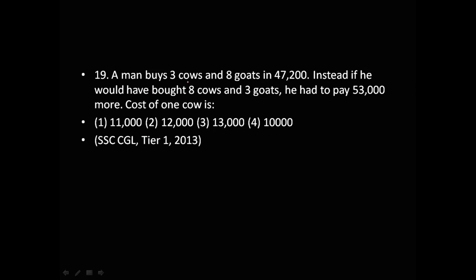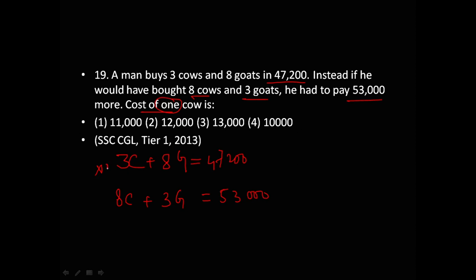The next one: a man buys 3 cows and 8 goats for 47,200, whereas he would have paid 53,000 if he had bought 8 cows and 3 goats. What is the cost of one cow? It has a simple process: 3C plus 8G equals 47,200. Clear? And the next equation will be 8C plus 3G equals 53,000. We have to get the cost price of a cow, so we'll omit the goat. How can we omit that? We have to multiply the first with 3 and the second with 8, right?